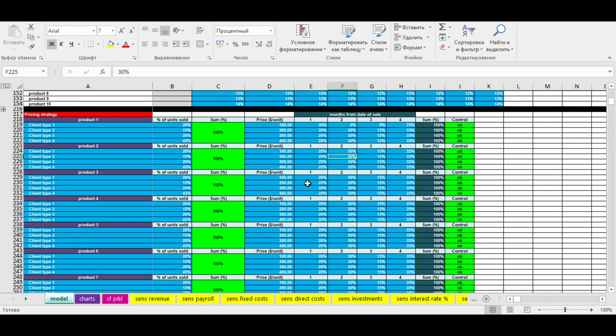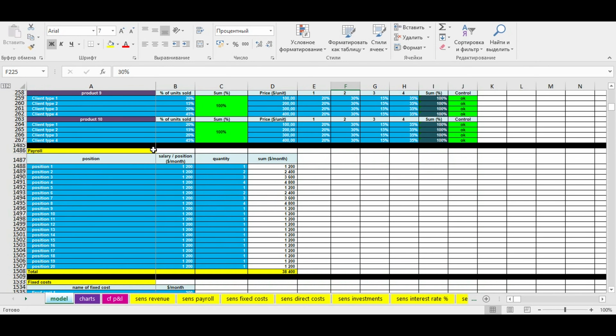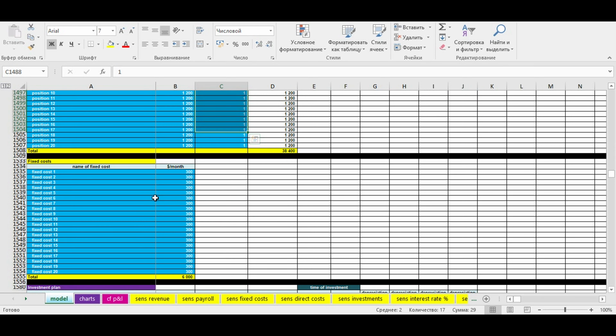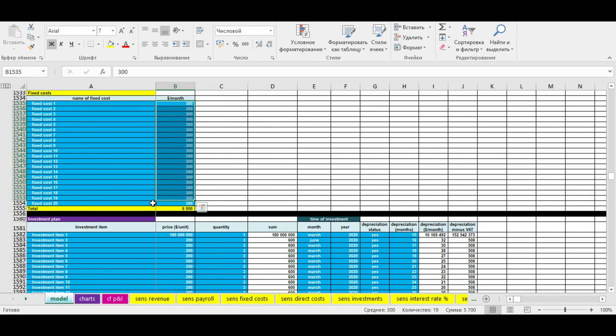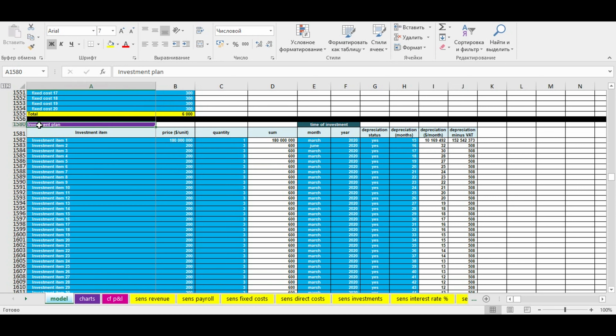Then we have a payroll table where we mention salaries, positions, and the amount of people on each position. Our manufacturing company may also have some fixed costs which can be specified here. Then we move to one of the main blocks of inputs, investment plan.